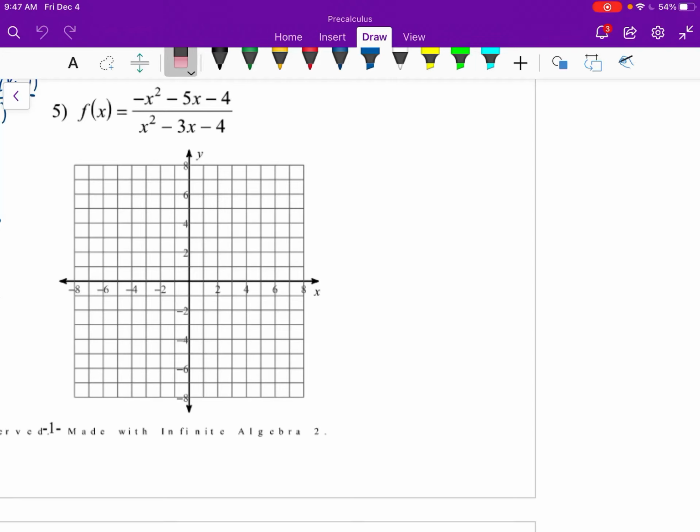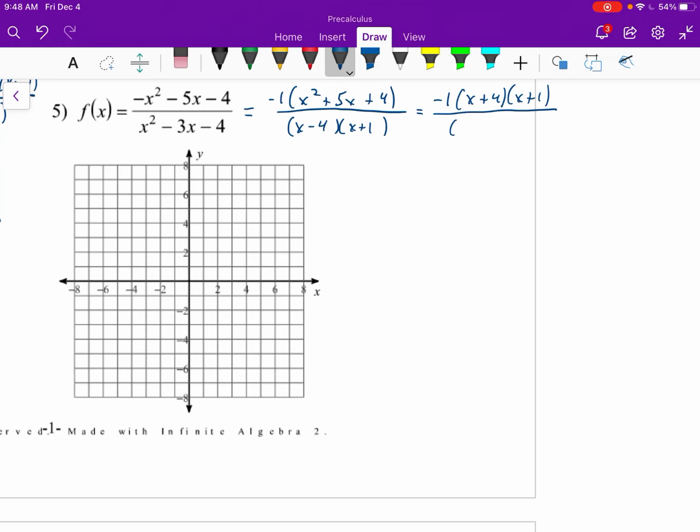Here's number 5 from the quiz review. We start off by factoring. So we're going to factor out a -1 out of the numerator. So we have -(x squared + 5x + 4). Denominator, we can factor the trinomial into (x - 4) times (x + 1). And then the numerator can be factored a bit further, and we have (x + 4) times (x + 1) over (x - 4) times (x + 1).